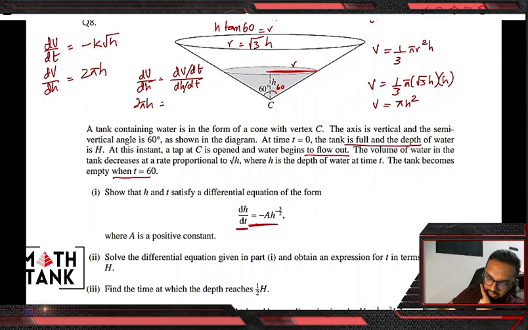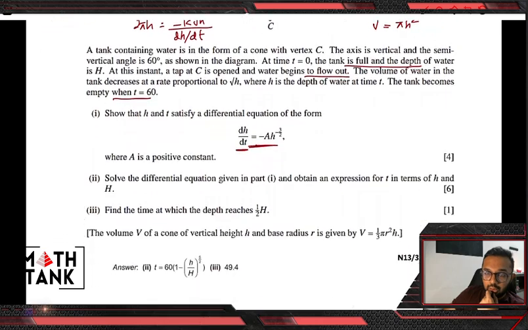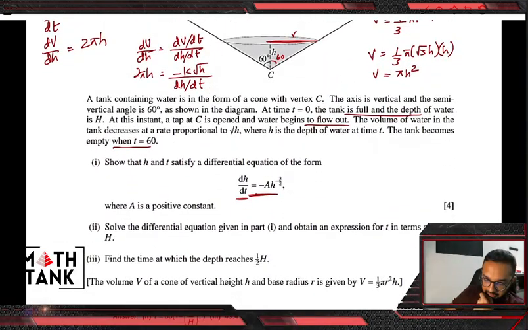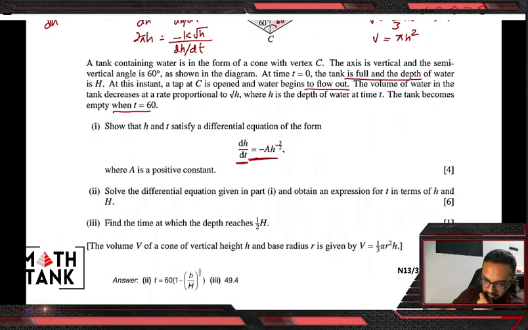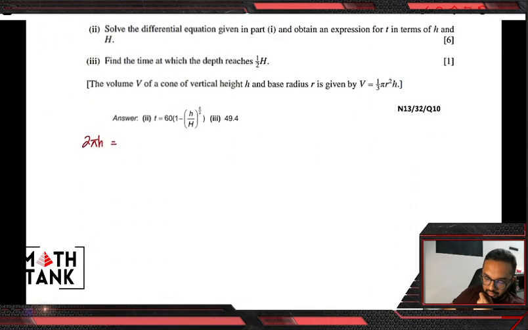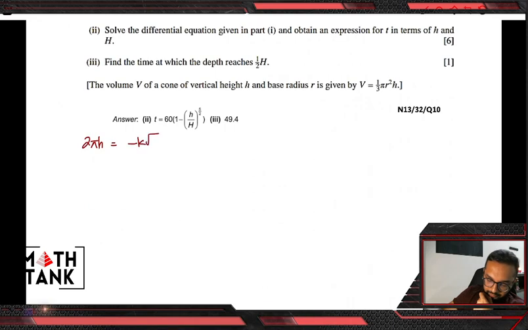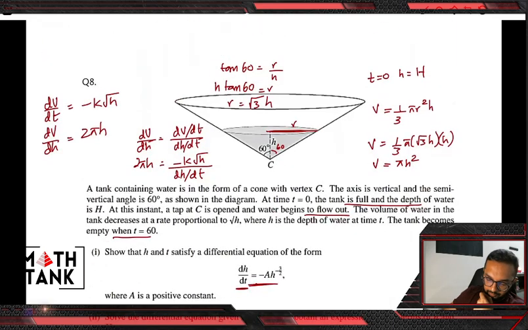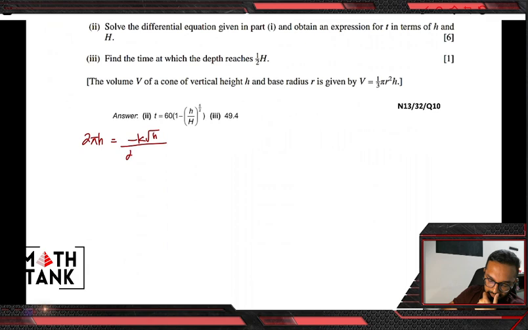dV over dt is minus k root h, and dh over dt is something that I'm trying to find. So I'm going to now take this to the next page. 2 pi h, minus k root h, and dh over dt.